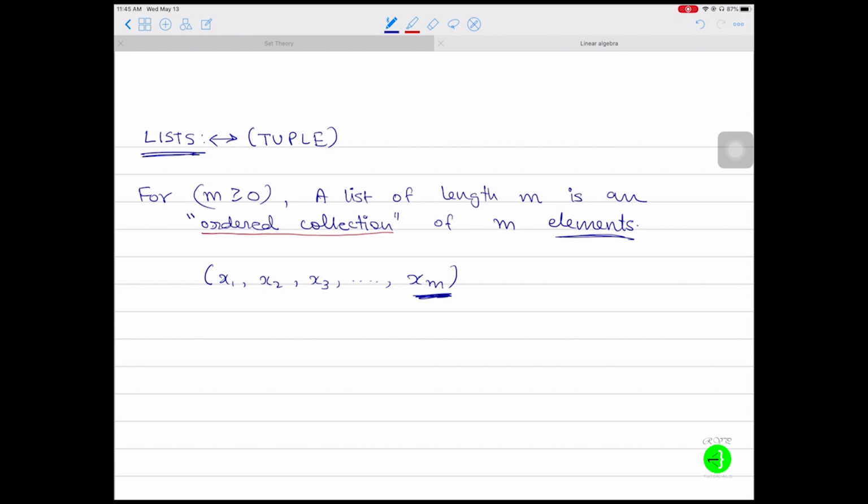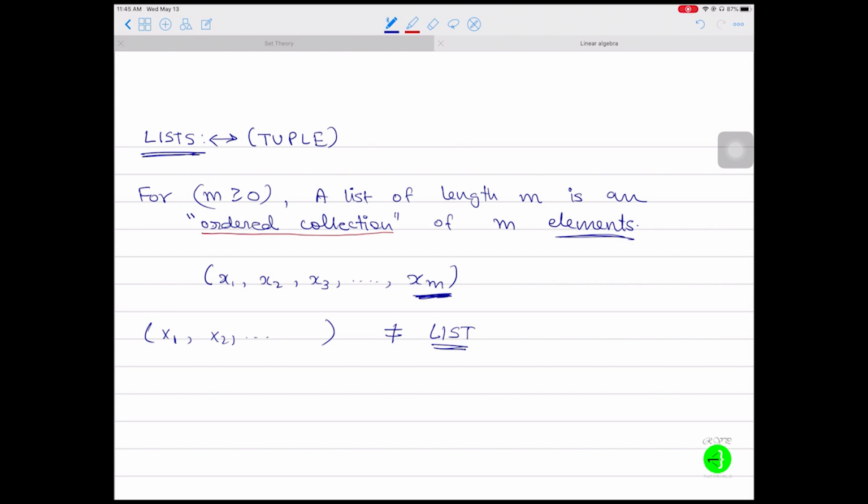Also, if we are given a list x1, x2, and we don't know how many elements it has, if it has infinite elements, then this thing does not qualify for a list. The definition of list says that it has to be of a length m. So if you don't have a given length, it cannot be qualified. Any ordered collection without a specific length is not a list. This is a really important thing to know.